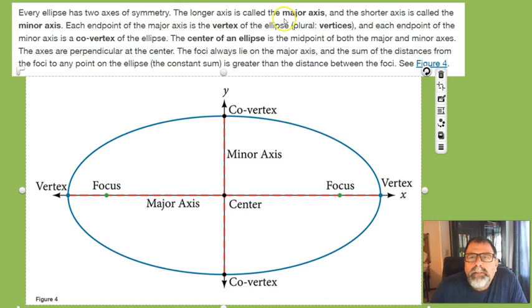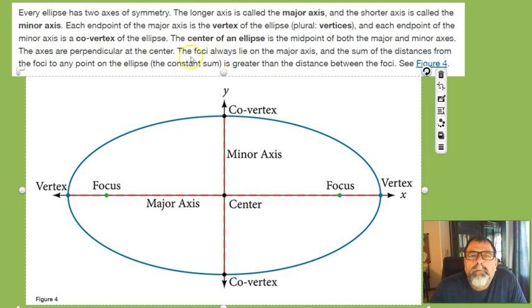Okay, so every ellipse has two axes of symmetry. The longer axis is called the major axis, and the shorter axis is called the minor axis. Each endpoint of the major axis is the vertex of the ellipse, and the plural for vertex is vertices. Each endpoint of the minor axis is called a covertex of the ellipse. The center of an ellipse is the midpoint of both the major and minor axes. The axes are perpendicular at the center.